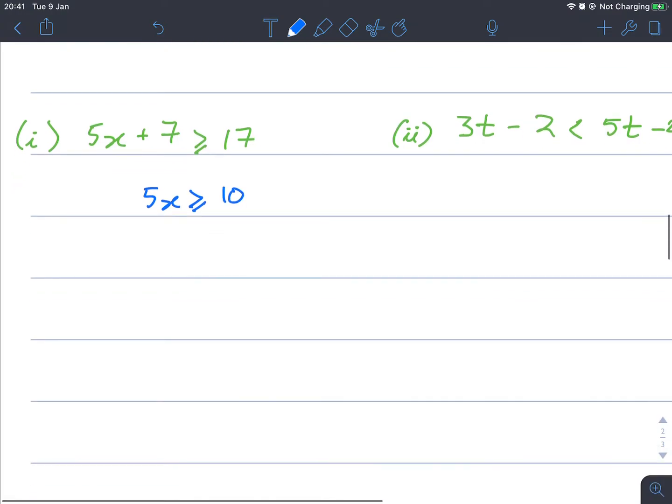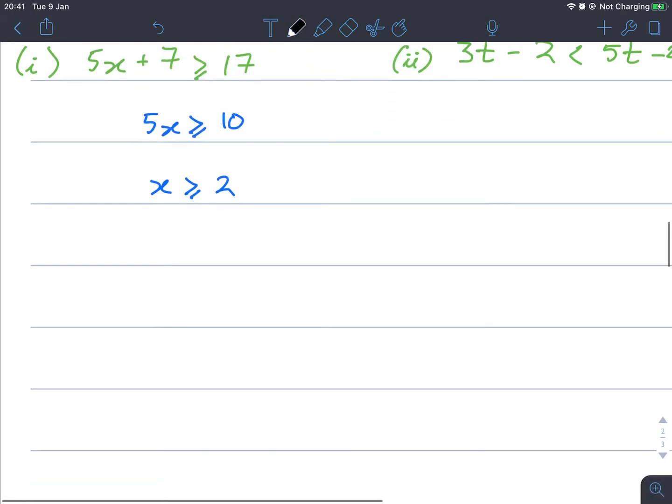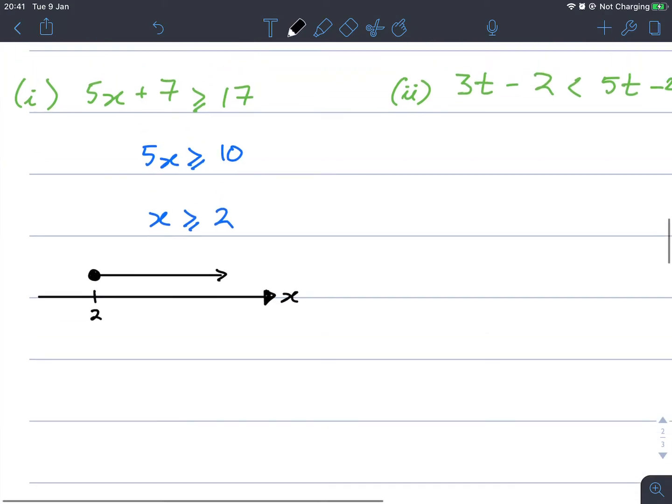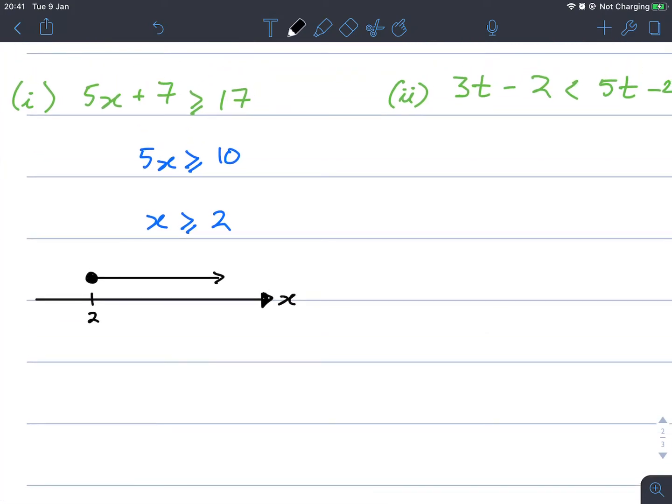10, dividing by 5, x is greater than or equal to 2. Very straightforward there. Now we just draw our x-axis here. X, 2, draw a solid circle pointing to the right. There it is. Very straightforward.